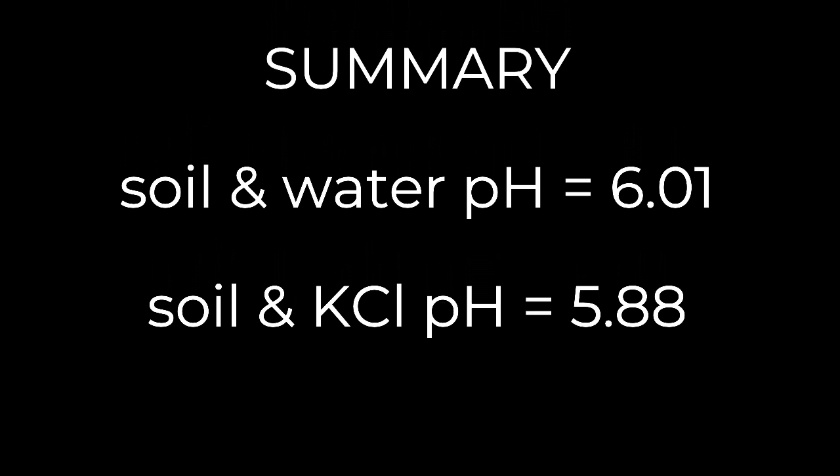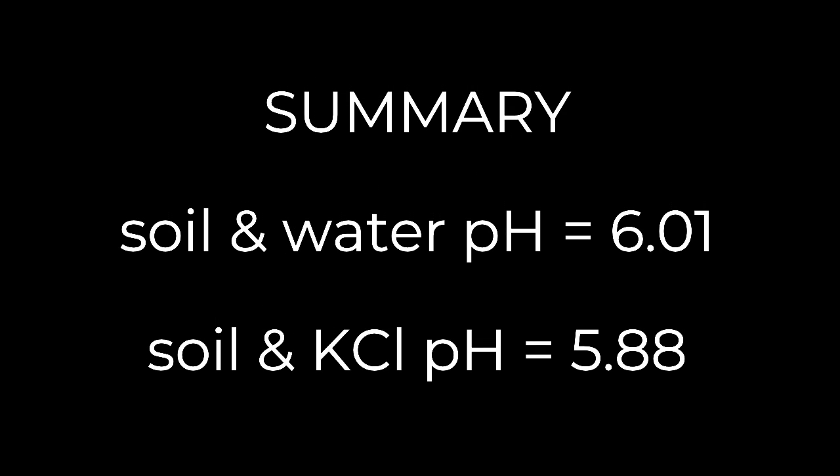In our demonstration, the soil and water pH measured 6.01, and the soil and potassium chloride pH measured 5.88. Despite using the same soil, the pH was very different between the soil and water solution and the soil and salt solution. The soil and water pH only measures the active acidity, the acidity in the soil solution. The soil and potassium chloride pH measures the acidity forced into the soil solution by the potassium replacing the exchangeable acidity on the soil particle.